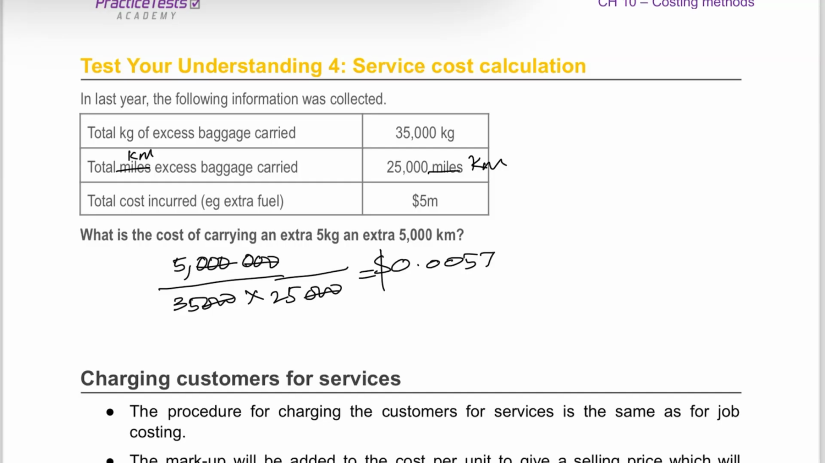So what is the cost of carrying an extra 5 kilograms and an extra 5,000 kilometers? We simply need to multiply this by 5 kilograms times 5,000 kilometers. The answer we get here should be 142.50. This is our extra cost of offering the service, and that would be taken into consideration. So nothing new here, you're simply understanding the concept of service costing.